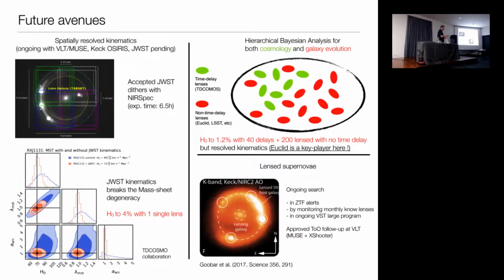Future avenues, well, a lot to do. So we have James Webb time now for only one lens actually, but with NIRSpec to get the spatially resolved velocity dispersion of the lensing galaxy. If we do that, we can reach 4% precision on H0 with one single lens, meaning 1% in typically 10, 15 lenses.